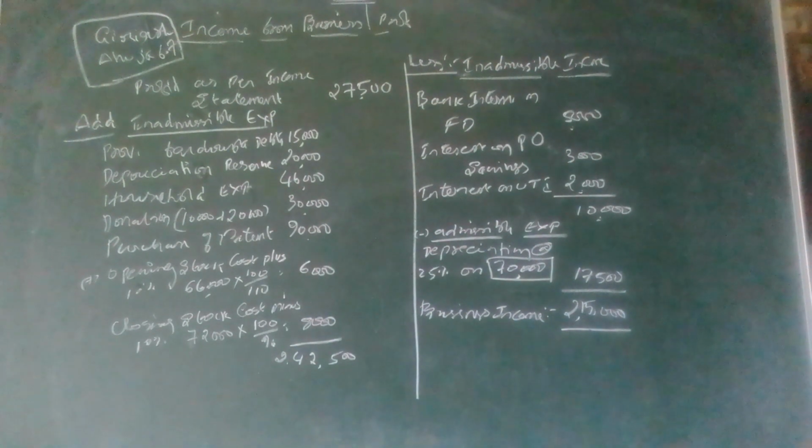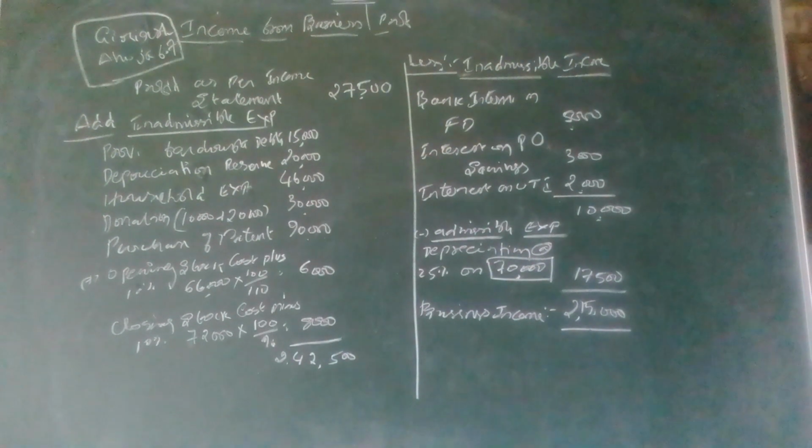And the most important thing is, in this problem we are going to see the treatment of opening stock and closing stock. The rest of the things are as usual. First we have to take the income given in the statement, which is 27,500. From that income we should proceed with the computation of business income.